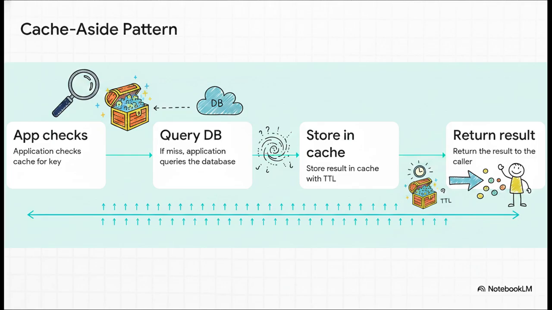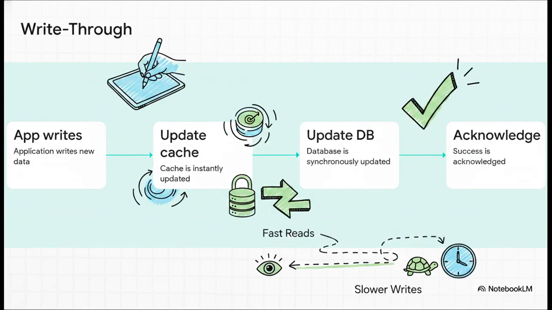Step 3, it stores that new result in the cache with a time-to-live expiration. And Step 4, it returns the result to the caller. It's fantastic for read-heavy workloads purely because the cache only stores what's actually requested. But what about when your data actually changes?